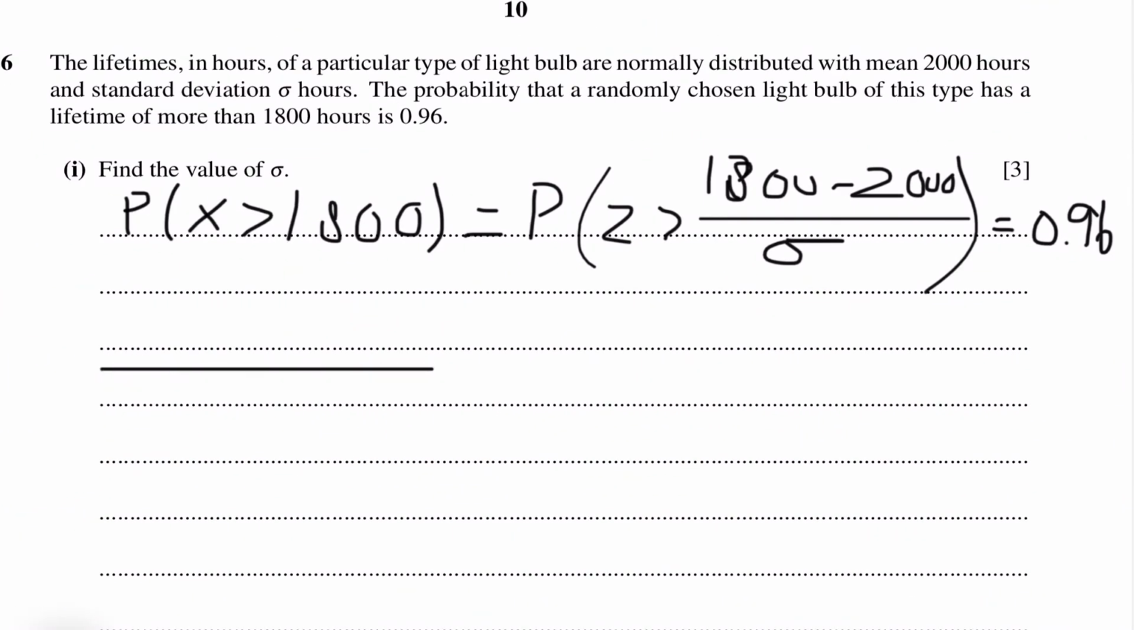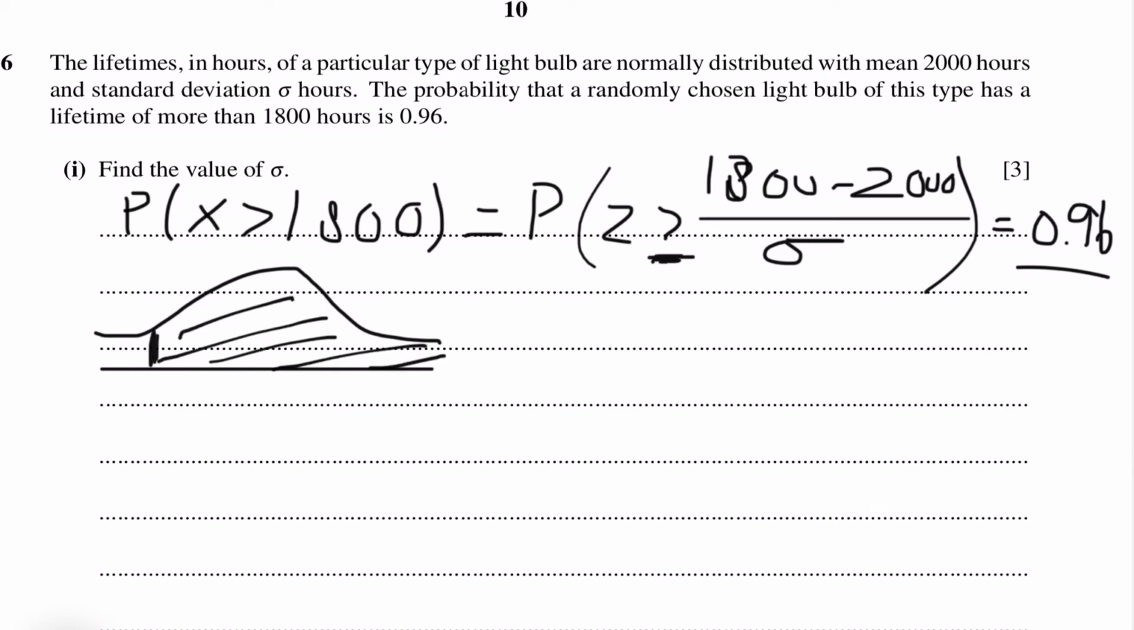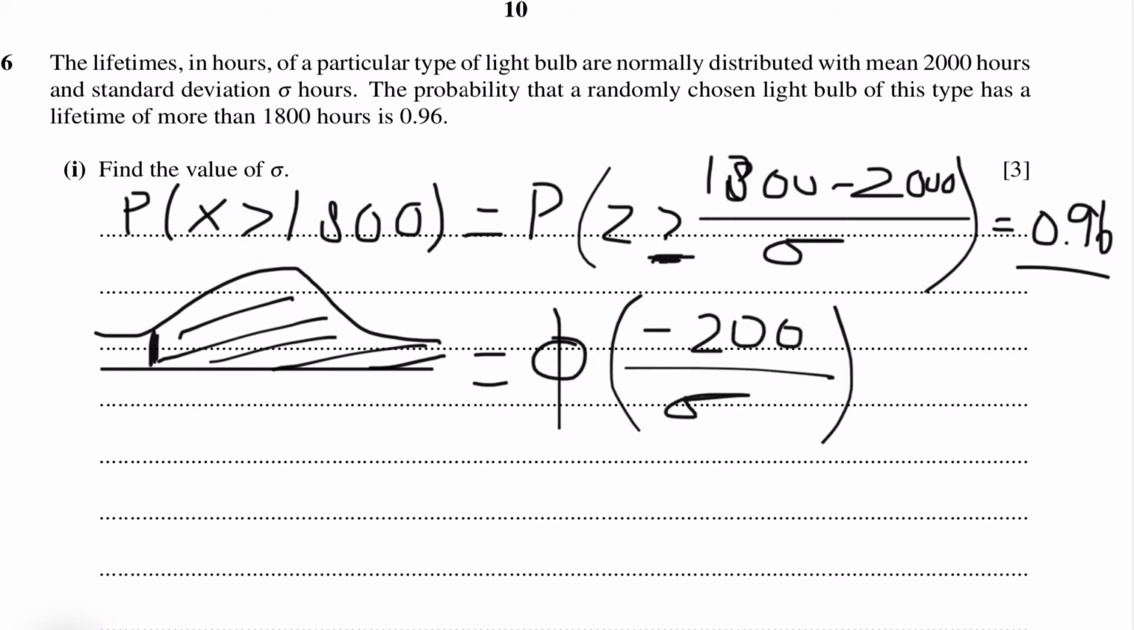So if you draw your normal distribution graph, you will find that in order to have a large area, when the z-score is larger than that, it means your value is here, which is on the negative side, and this will be your shaded part. So this is like saying negative 200 divided by sigma is equal to 0.96.